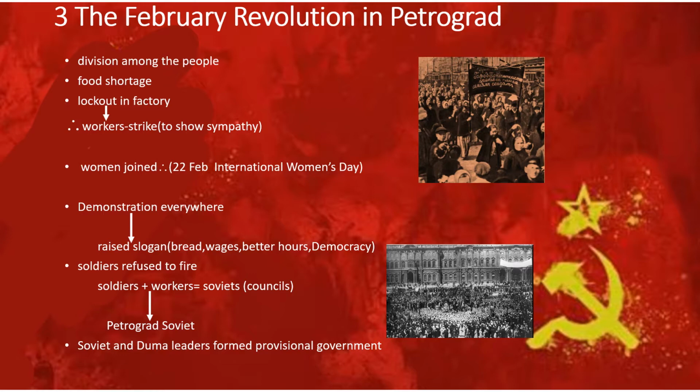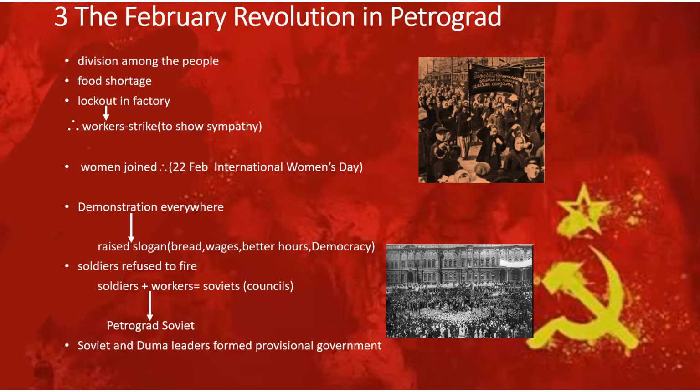Even women joined the strike. Therefore, 22nd February was called International Women's Day. But now we celebrate 8th March every year as International Women's Day. There were demonstrations everywhere. People raised slogans demanding bread, better wages, better hours of work and democracy. The Tsar sent soldiers, but the soldiers refused to fire on the protesting workers.